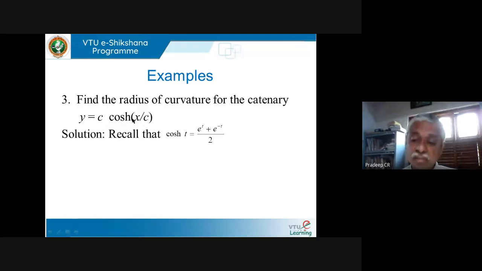These are called hyperbolic functions. What is a hyperbolic function? By definition, hyperbolic cos t is e power t plus e power minus t by 2, and we also have its brother sinh t, that is hyperbolic sine. So hyperbolic cos and hyperbolic sine, both definitions are given here. Hyperbolic cos t is e power t plus e power minus t by 2. Hyperbolic sine is e power t minus e power minus t by 2.